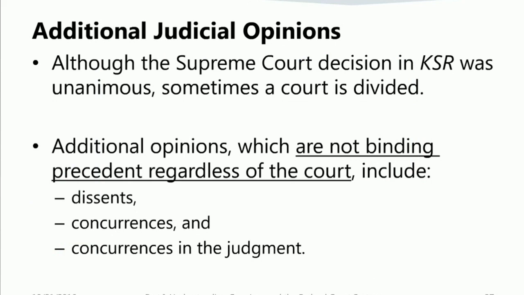Sometimes more than one judge offers an opinion on a particular case. The decision in KSR was by a unanimous court, but the court may be divided. Additional opinions may include dissents, concurrences, and concurrences in the judgment. It is important to recognize that such opinions are those of the particular judges who write them and are not the decision of the court. They are not precedential, even if they are written by Supreme Court or Federal Circuit judges.